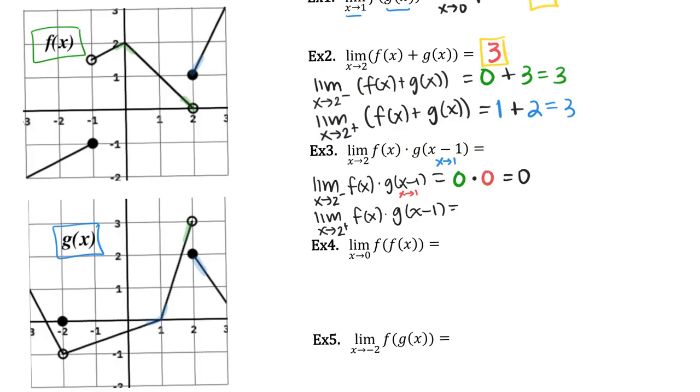Okay, let's check the limit as x approaches 2 from the right and see if I can make it match. The limit as x approaches 2 from the right of f of x. Here's f of x. On the right side, it's approaching 1. 1 times the limit as x approaches 2 from the right of g of x minus 1, which is the same as the limit as x approaches 1 of g of x. So the limit as x approaches 1 of g of x is still 0. So 1 times 0 is 0. So the limit as x approaches 2 of f of x times g of x minus 1 is actually going to be 0 because the left and right-handed limits agreed.